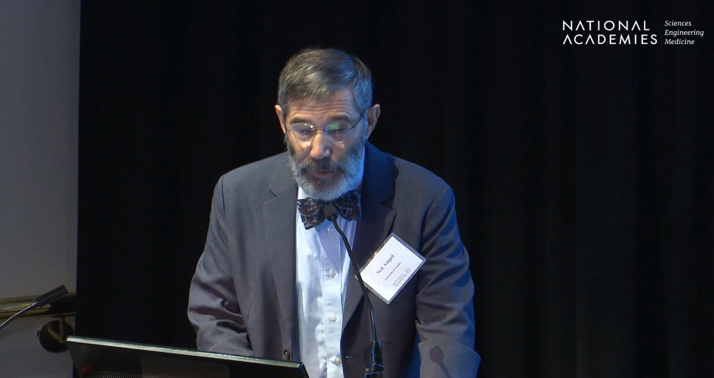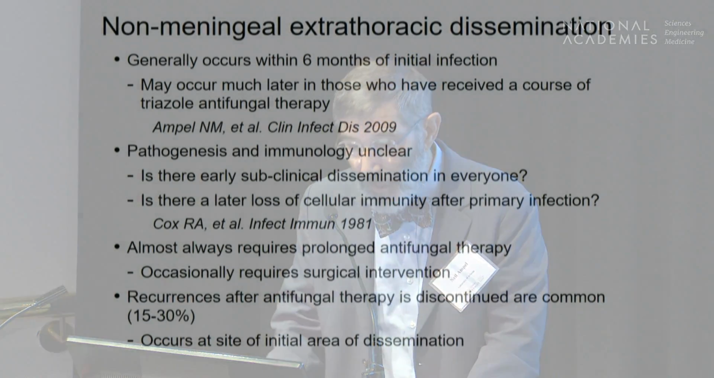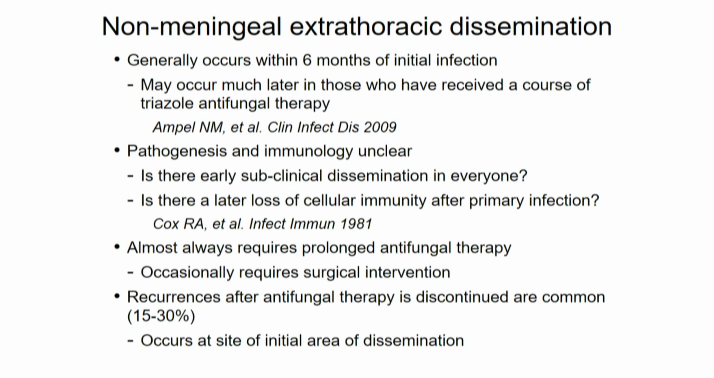What if the patient does develop dissemination? This almost always requires prolonged antifungal therapy and follow-up. And we simply don't understand the immunology about this. It makes no sense. The patient often has cleared their pulmonary disease and shows up with disease outside the thoracic cavity, often in one site, and when it recurs, that's where it recurs. I have no immunological explanation for that, so we need to do more work there.